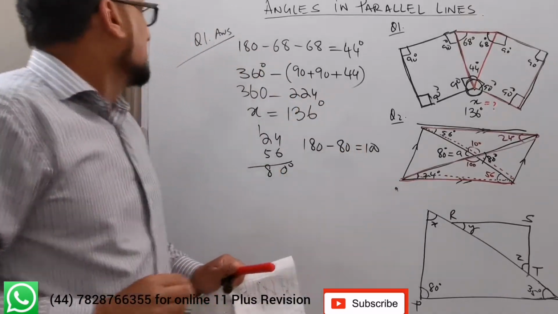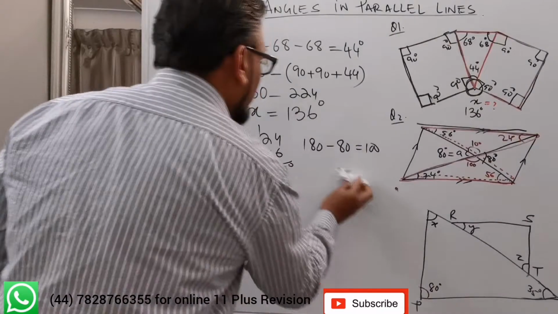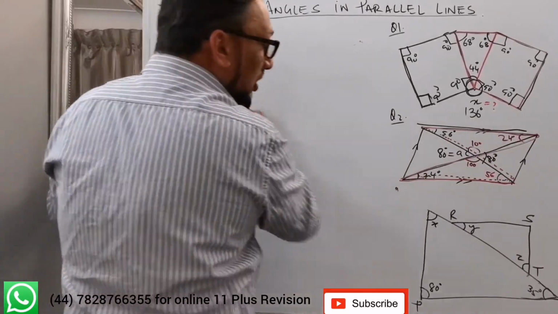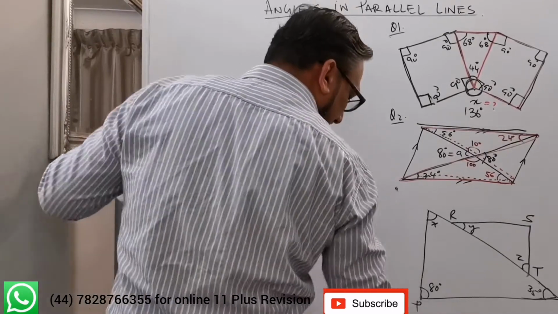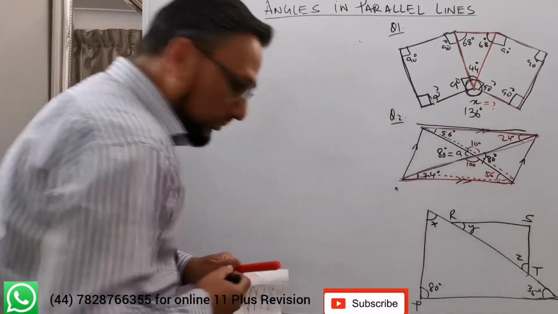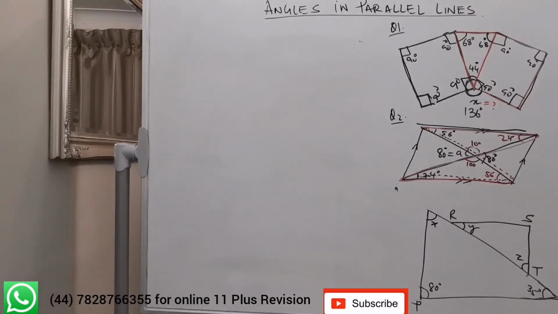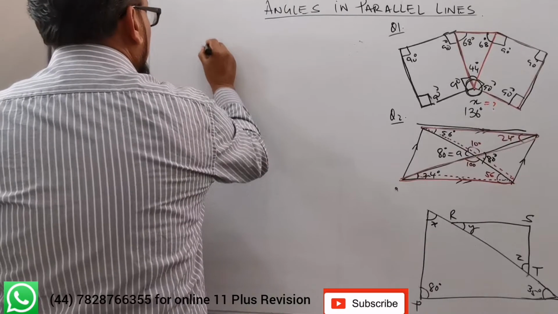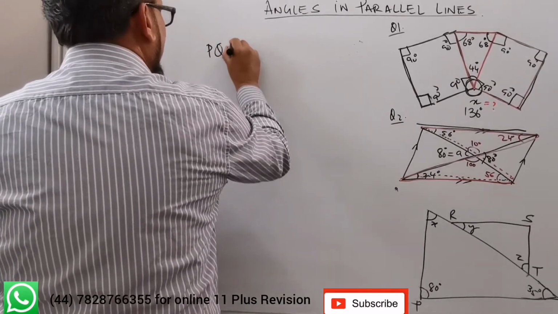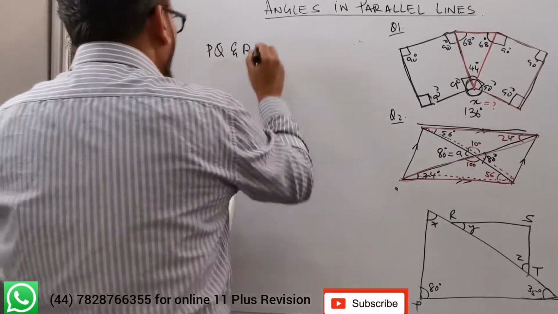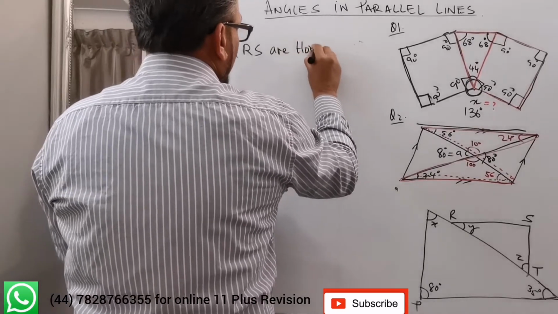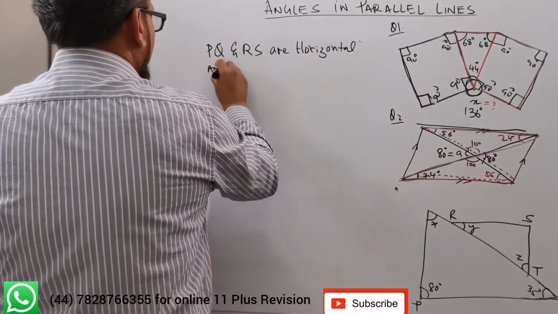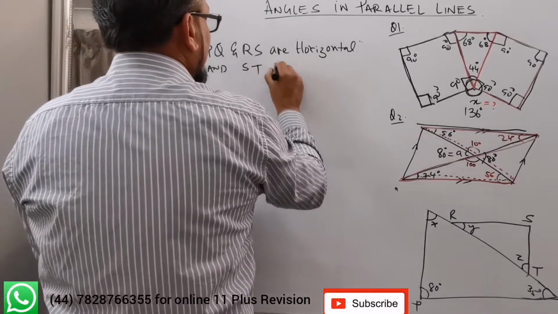And now the final question, which is question number 3. Very interesting. So the question number 3, look at, okay. There is a big triangle and they are giving you some piece of information which is very important, okay. And it says what? It says PQ and RS are horizontal and ST is vertical.